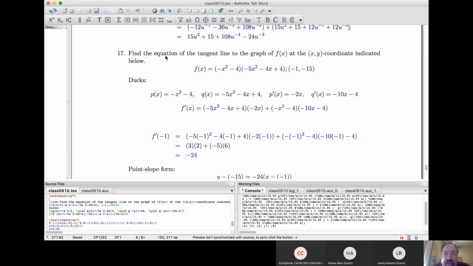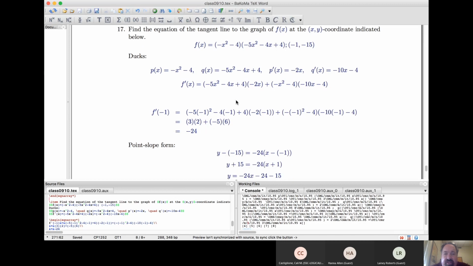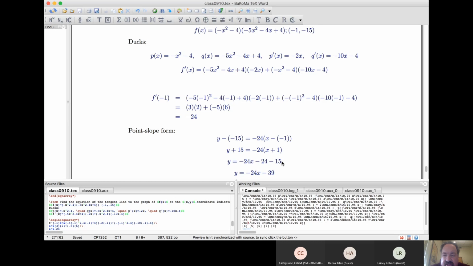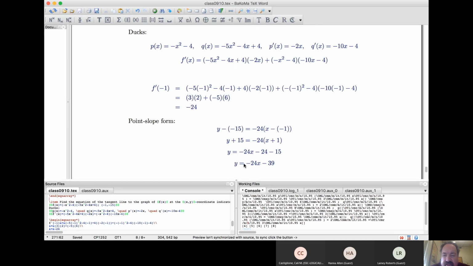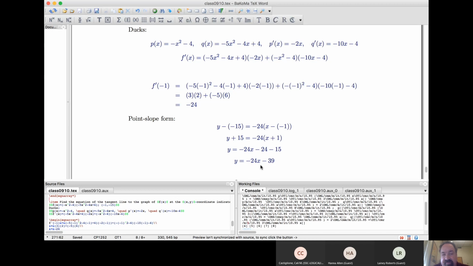Now, the problem asks for the equation of a tangent line, so it's easiest to use point slope form. y minus the y value of -15 equals -24, which is the slope, times x minus -1. So it's y minus the y value over here, x minus the x value of -1 over here, times the slope. Now we simplify. y plus 15, we have x plus 1, multiply it out, move the 15 to the other side, and then combine what you can. And here is the equation of the tangent line.